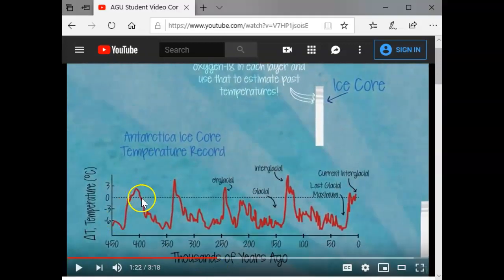So overall, this graph is what they were able to determine based on both the oxygen-16 to oxygen-18 ratios, and as well as, again, some of the concentrations of CO2 within the atmosphere at which those ice layers formed. And they were supported by the glacial interglacial periods determined by the Milankovitch cycles.